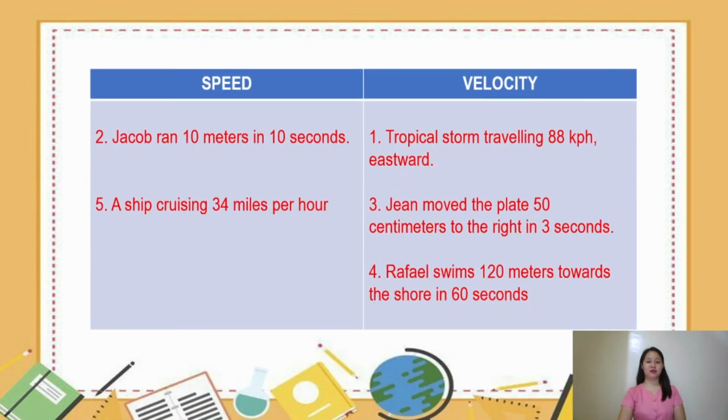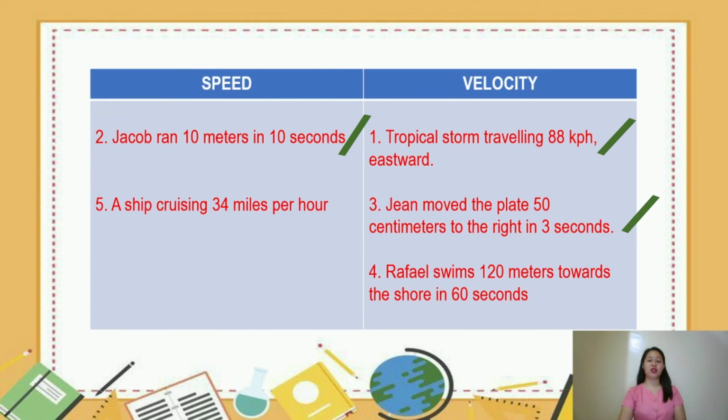Number 1. Tropical storm traveling 88 km per hour eastward. It is describing velocity. Correct. Number 2. Jacob ran 10 meters in 10 seconds. It is describing speed. Correct. Number 3. Jean moved the plate 50 centimeters to the right in 3 seconds. It is also velocity.